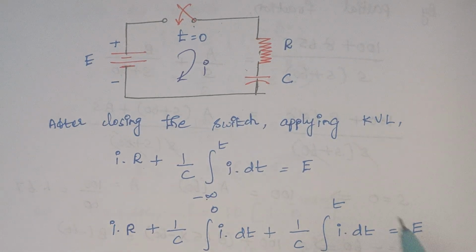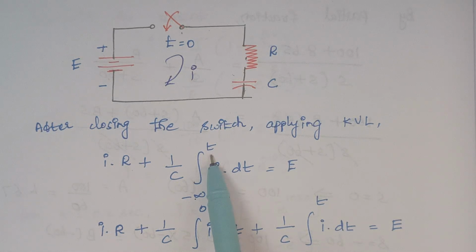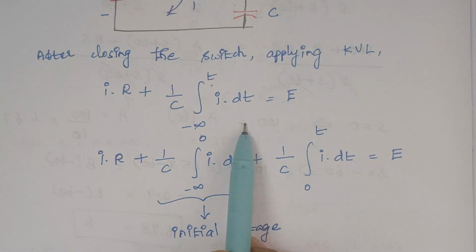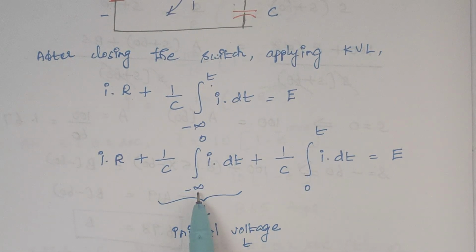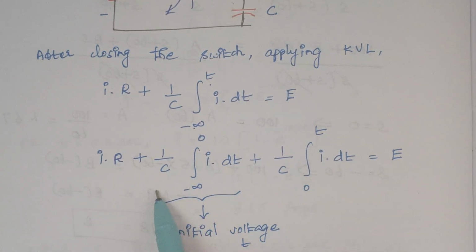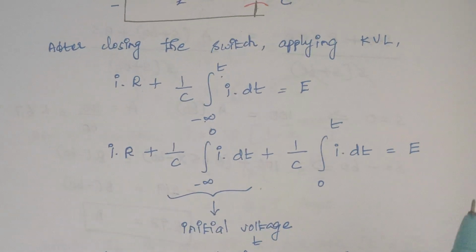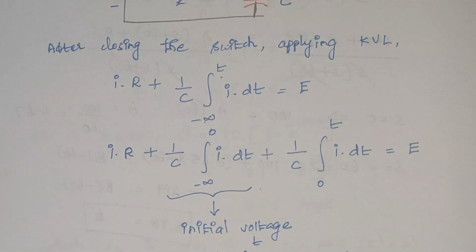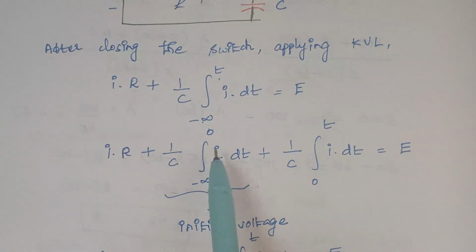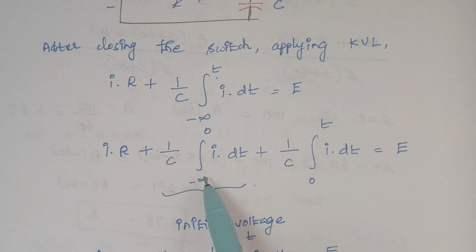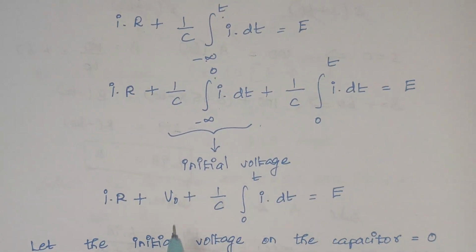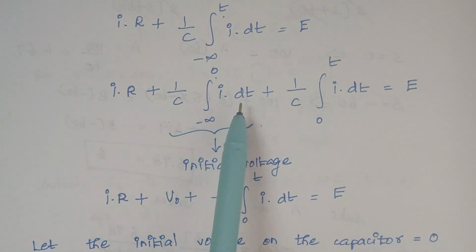Here t denotes the time duration till the switch is closed, and the lower limit is minus infinity. Now we split this integral into two parts: minus infinity to 0, and 0 to t. The part from minus infinity to 0 denotes the initial voltage. Before switching on, there may be some charges present on the capacitor, and due to those charges we may have some voltage across it. That is why we have 0 as the upper limit. So this is the initial voltage, given by V naught. Just replace this entire expression by V naught.